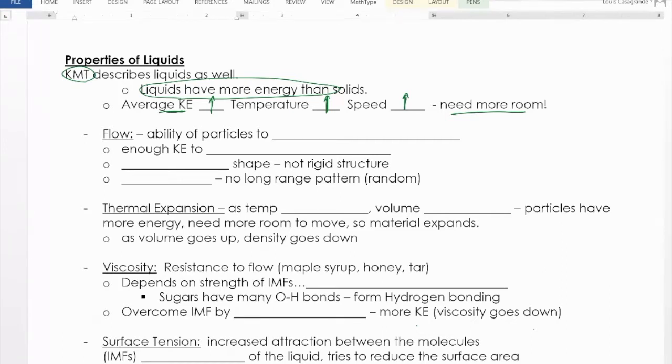So particles, as they speed up and they move, they do come apart, and that gives liquids a few important properties. They overcome intermolecular forces, and they can do things that solids can't do. One of the things is flow. So you're all familiar with liquids flowing. When you pour water from one container to another, the particles flow. And what that is, the particles are able to move past each other.